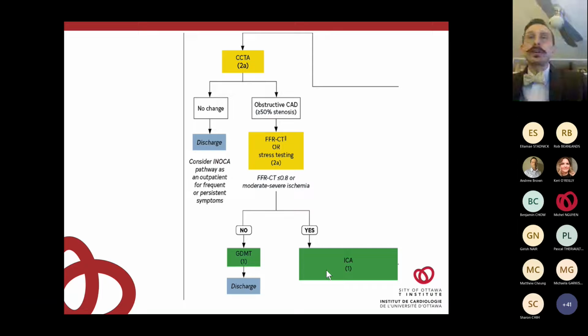Here, you're looking for FFRCT values less than 0.8 or moderate to severe ischemia on functional testing. If they don't have those features, you can again discharge them. Otherwise, it's refer for invasive angiography.